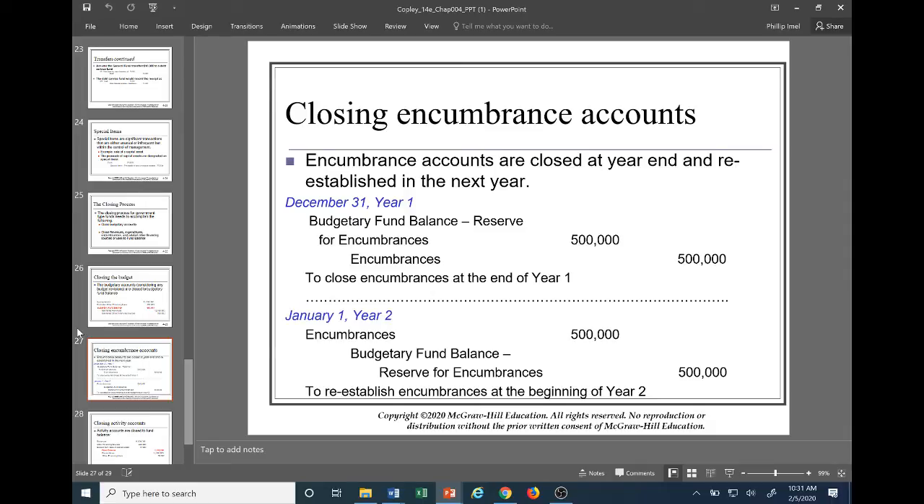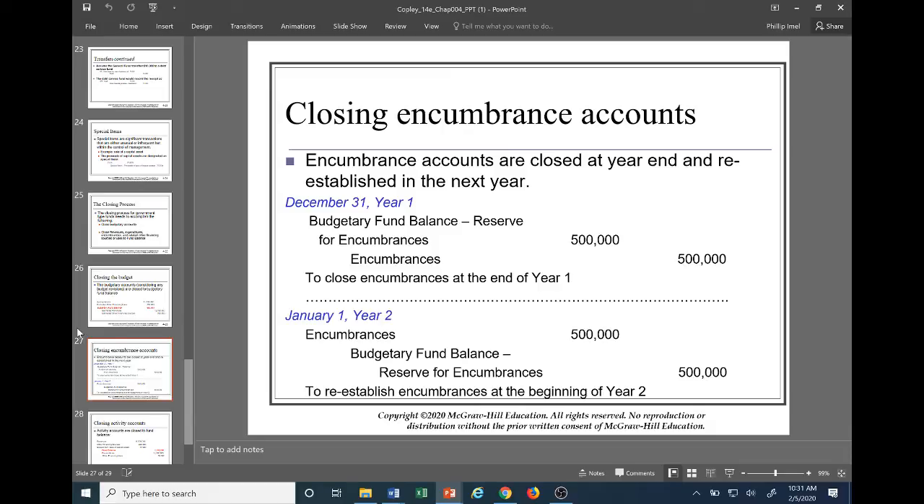So let's just start at the top here. Last day of the year, December 31st, year one, we're closing the books. We know budgetary accounts have to be closed, and encumbrances are part of the budgetary accounts, so we have to close them. Let's say at the end of the year, the government has $500,000 encumbered. So what are we going to do? We're just going to unencumber them.